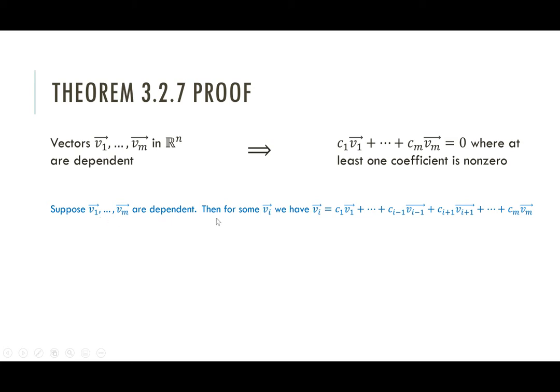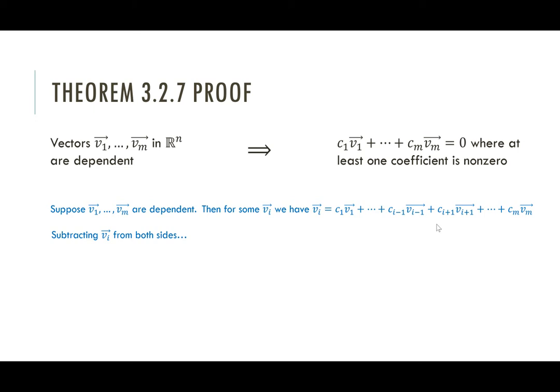Then to say these are dependent is to say that some vector in here, v sub i, is a linear combination of the other vectors. And so I just wrote it like this: v sub i is equal to c1 v sub 1 all the way up to c sub i minus 1 v sub i minus 1. And this is just to show that v sub i is not on the right-hand side here. And plus c sub i plus 1 v sub i plus 1 all the way up to cm vm. Okay, so this is just a way of saying that these vectors are dependent.